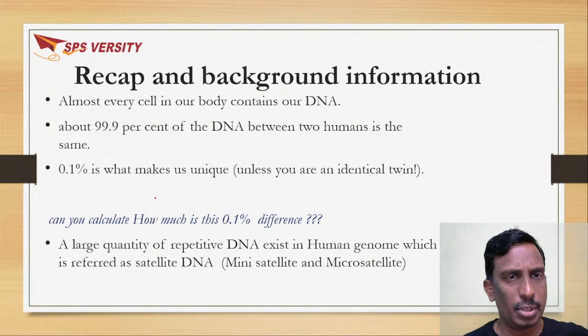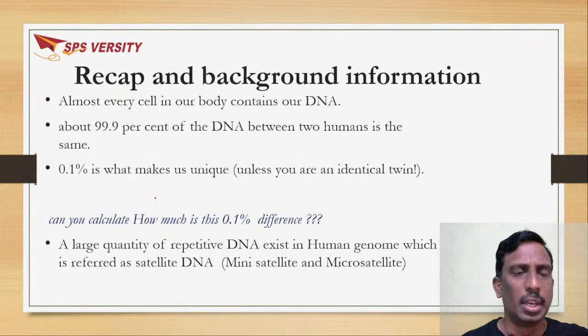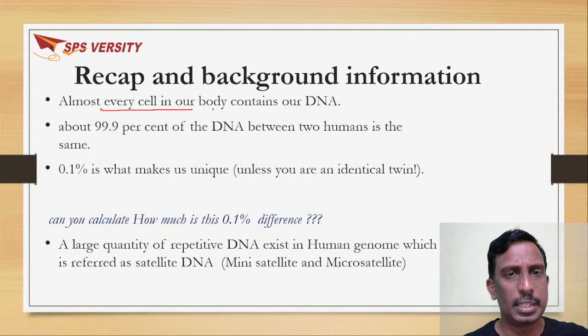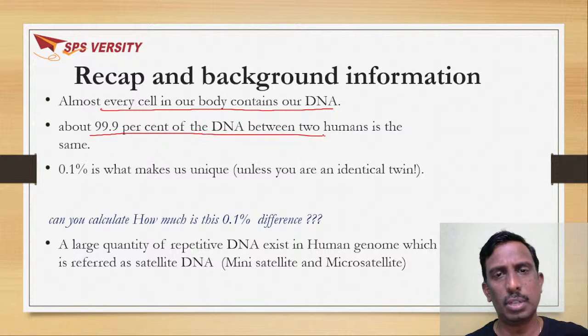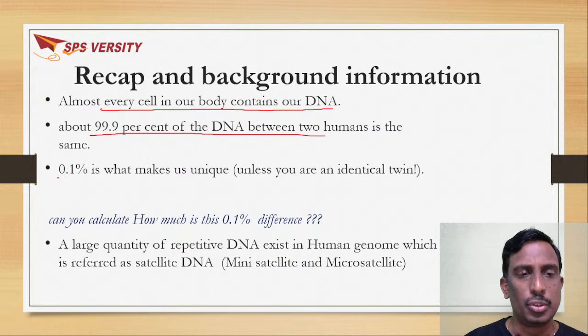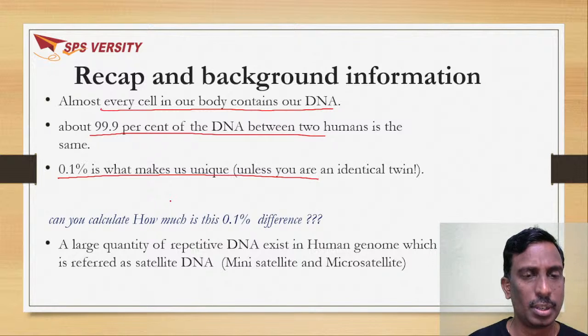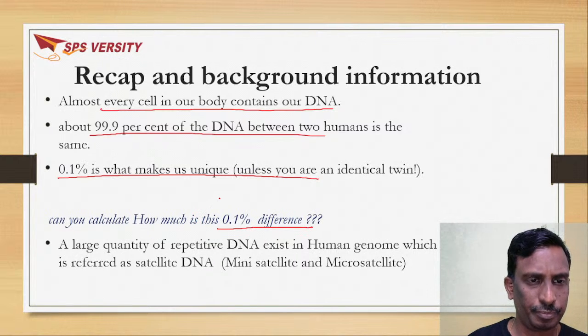Before going into human DNA fingerprinting, let us have a recap of what we studied. Each and every cell in our body has DNA. 99.9% of DNA in humans is the same. That means for any human being, only 0.1% makes the difference. See, the 0.1% is making such a large difference. And where is this 0.1% difference?